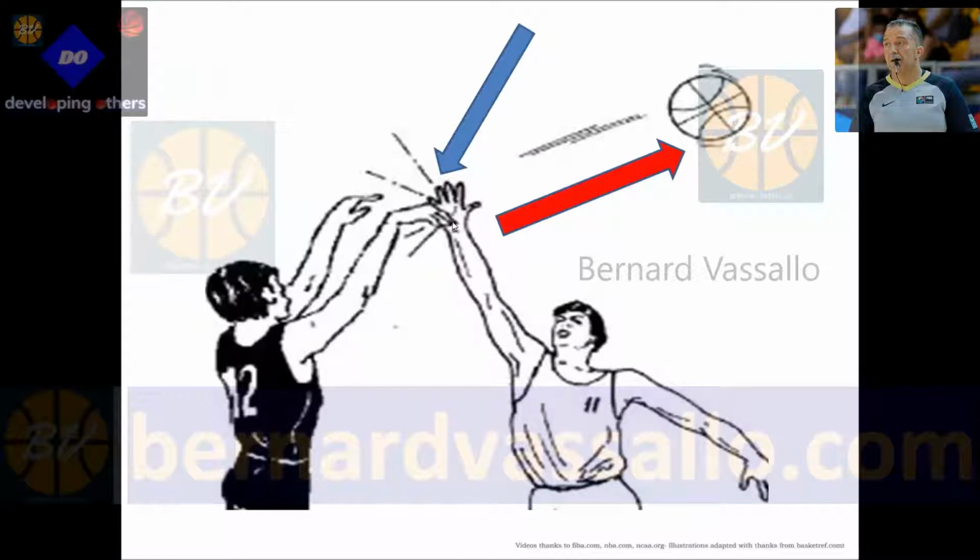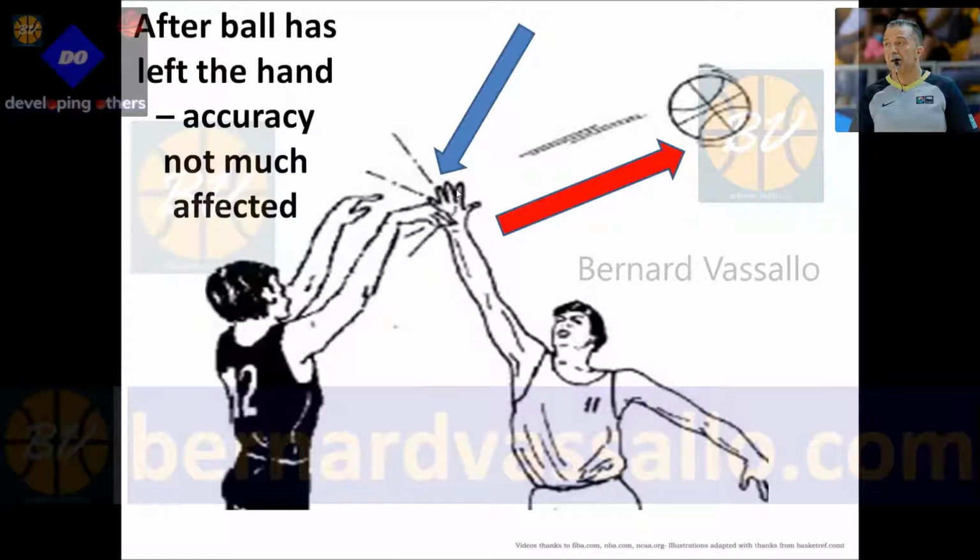If the defender has slightly and accidentally touched the shooter's hand, probably the shot will not be affected, and therefore, since the accuracy of the shot is probably not affected, no foul is to be called.